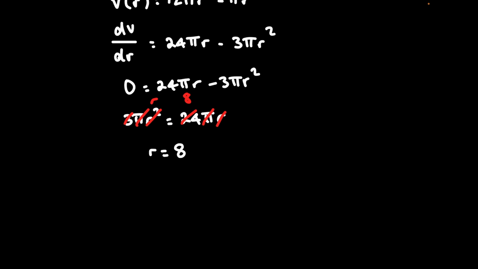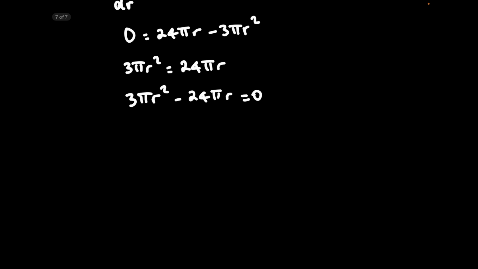Okay, but you cannot just do that. Because it's a quadratic, this was kind of a test, we have to work out the other solution as well. So here, what we have to do is rewrite it as 3 pi r squared minus 24 pi r equals 0. That means we can factorize out a 3, a pi, and an r, and then we'll be left with r take 8 equals 0. So that means the radius can either equal 0 or it can equal 8.